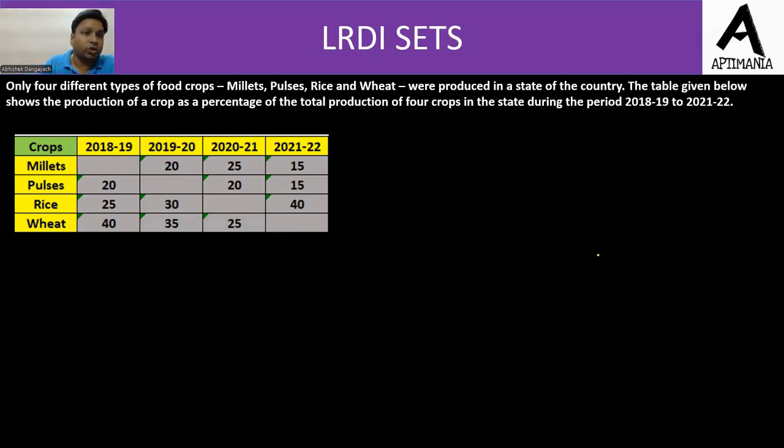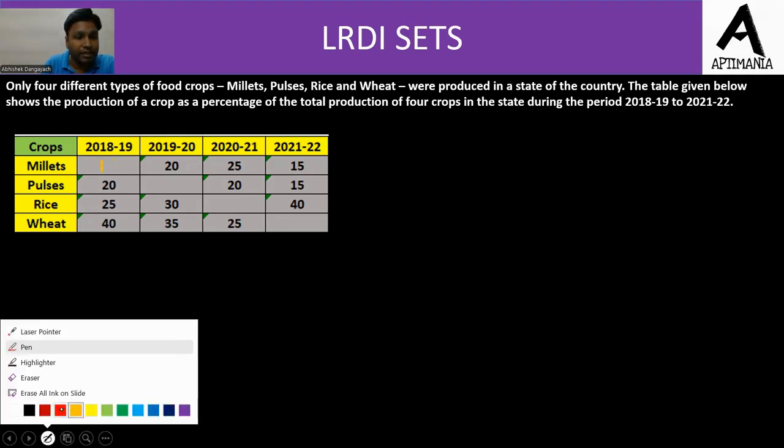So basically in 2018-19, if we consider all these 4 crops only, out of 100% of the crops, 40% was the weightage of wheat, 25% rice, 20% pulses. So this makes 85%. So millet must be 15%, right? 15% millet rahe honge.